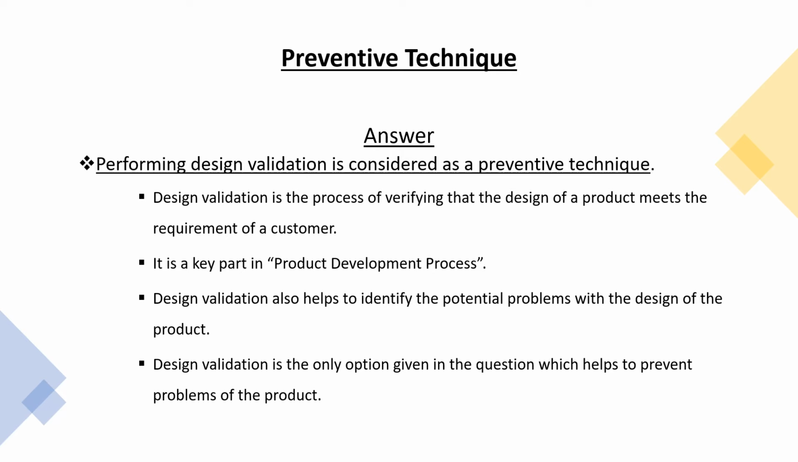Performing design validation is considered a preventive technique because it helps to prevent problems with the product. Design validation is the process of verifying that the design of a product meets the requirements of a customer. It is also a key part of the product development process. Design validation helps to identify potential problems with the design of the product. So option A, performing design validation, is the correct option.